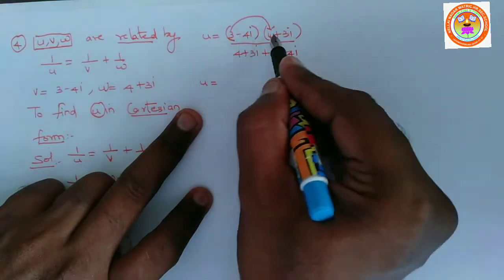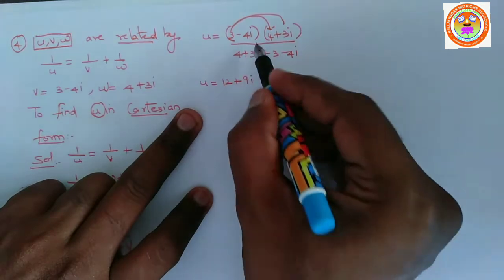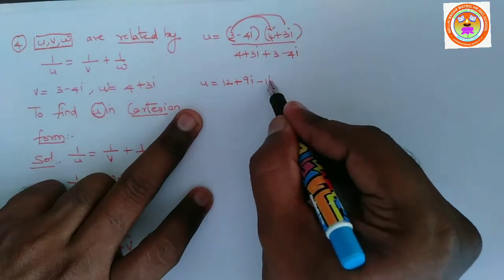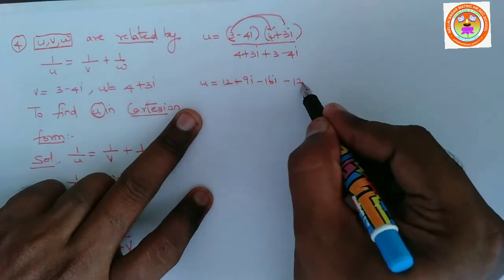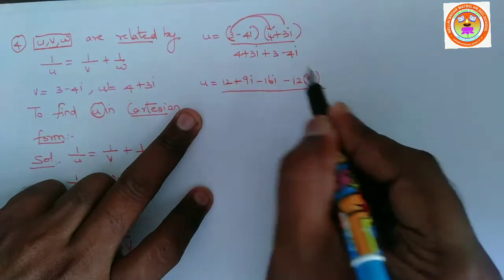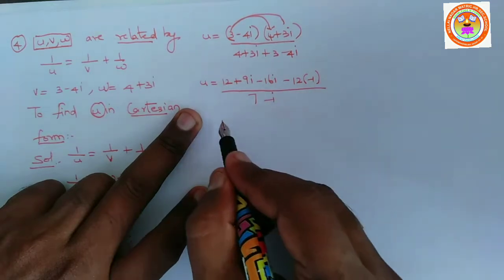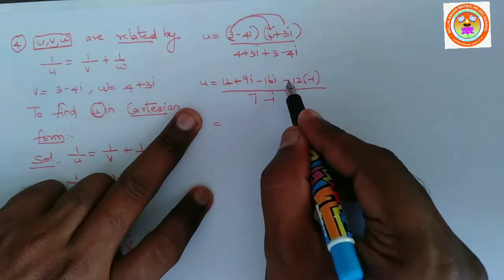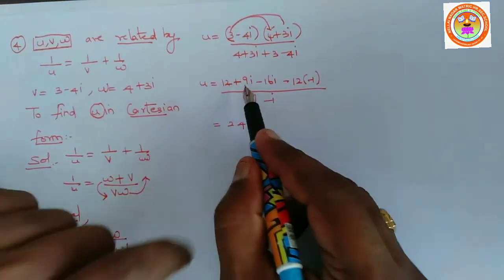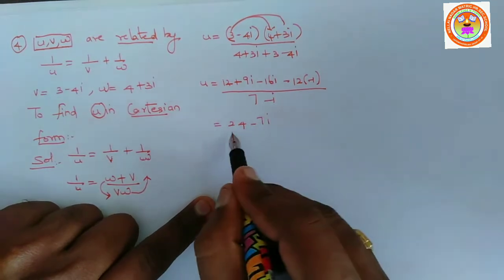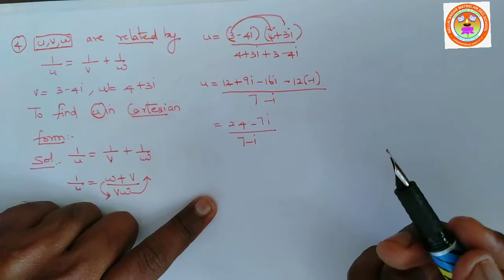Both are different. 3 fours are 12. 3 into 3 plus 9i. 4 fours are 16, minus 16i. Plus into minus, minus: 4 threes are 12, i² value is minus 1. Divided by real and real: 4 plus 3 is 7 real, imaginary 3 minus 4 is minus i. So 12 minus into minus plus 12, that is 12 plus 12 equals 24. 9 minus 16 gives minus 7i, divided by 7 minus i.